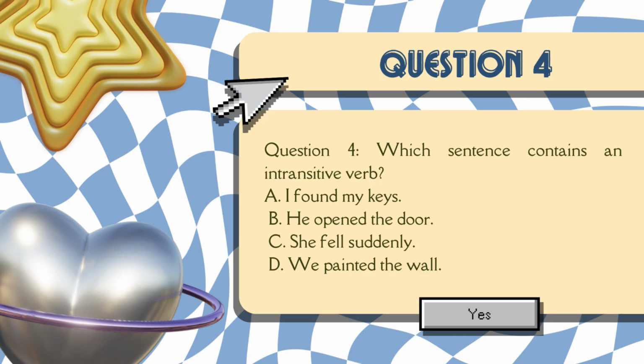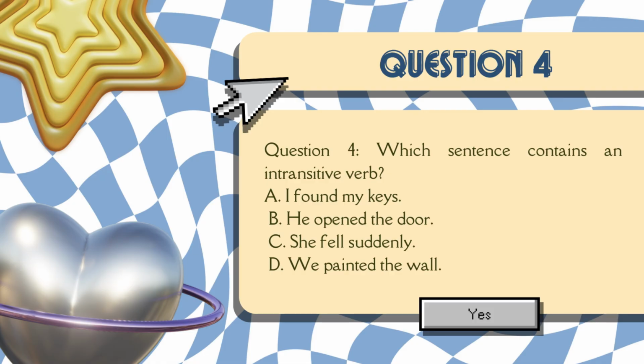This is question 4. Which sentence contains an intransitive verb among these answer options? A, I found my key. B, he opened the door. C, she fell suddenly. D, we paint the wall. So you have a minute to choose which sentence contains an intransitive verb, which my friend just explained in the first part of this presentation.